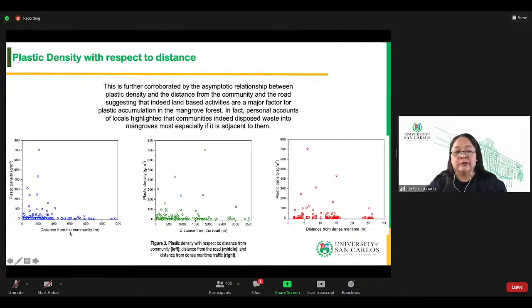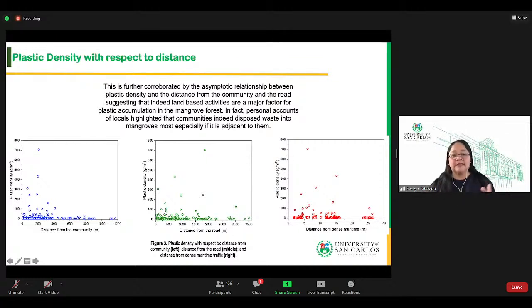We look at plastic density in terms of distance from the community, so where people live. We also look at plastic density in terms of distance from the road, usually the national roads where cars and other transportation will pass by, because that indicates habitation and presence of people. And then distance from dense maritime, it means that if there are harbors and ports and fishing areas nearby, we also take note of them and see what the plastic densities are in here.